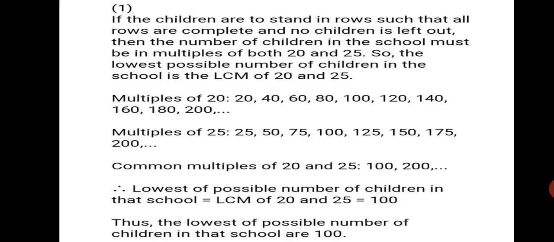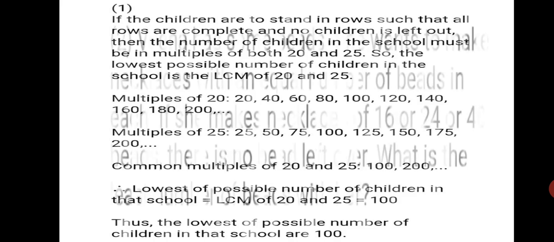So we write down the multiples of 20, we write multiples of 25, and we find the common multiples of 20 and 25 are 100, 200 and so on. So we pick the lowest one, which is 100. Therefore, the lowest of all possible number of children in that school is equal to LCM of 20 and 25, which is equal to 100. Thus, the lowest possible number of children in that school is 100. So, we have completed the first word problem.